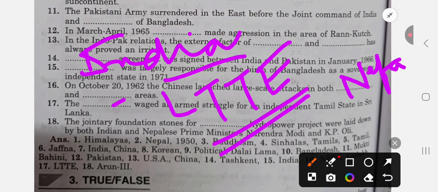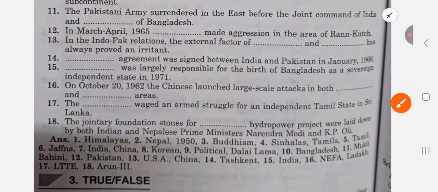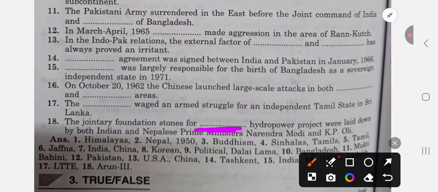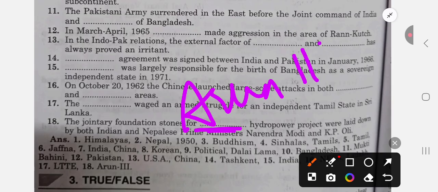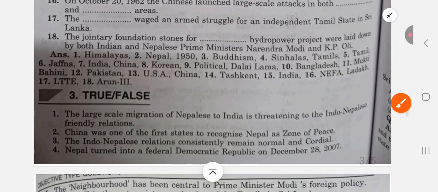Then next is: the joint foundation stone for the dash hydropower project was laid by both India and Nepal Prime Ministers Narendra Modi and KP Oli. So here it would be Arun 3. So these were the fill in the blanks.